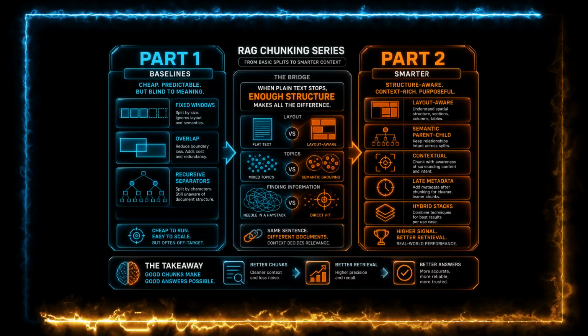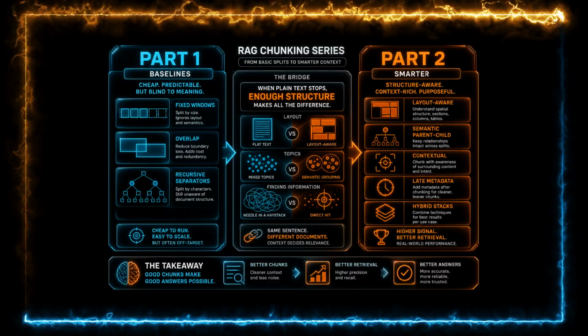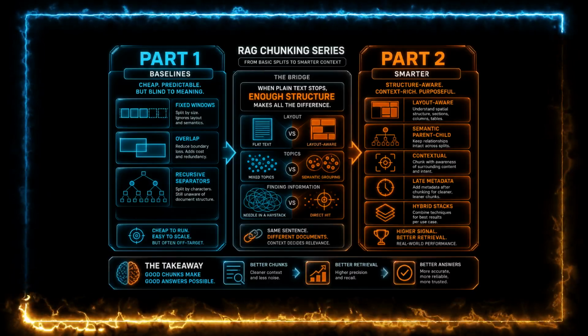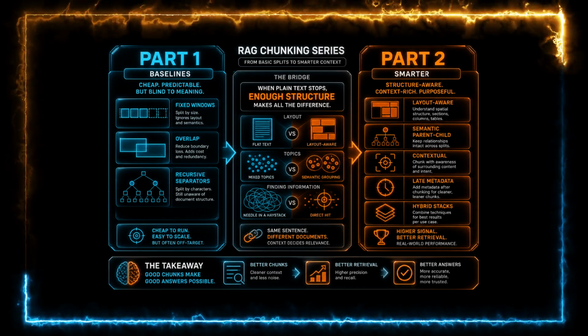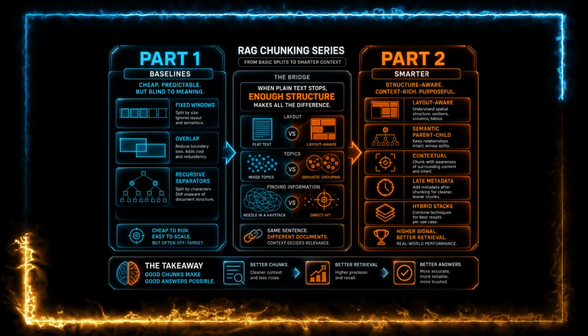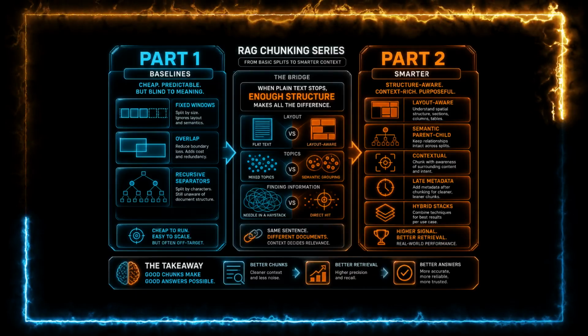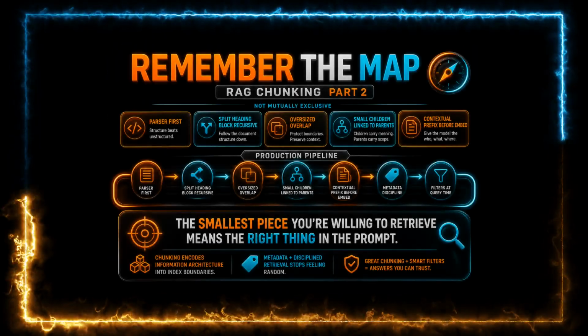Part 1 gave you cheap, predictable baselines: fixed windows, overlap, recursive separators. Part 2 is what you add when plain text stops being enough, when structure lives in layout, when topics shift without headings, when search needs a needle but the model needs the haystack, and when the same sentence means different things in different docs. Remember the map from the start.